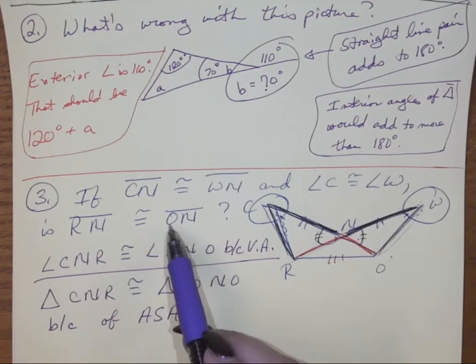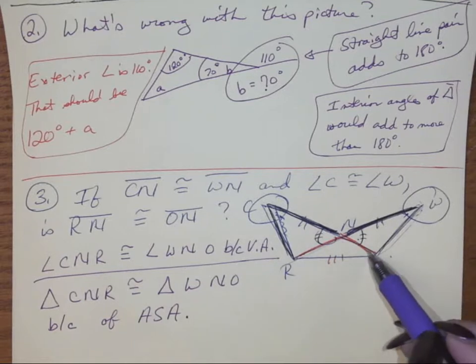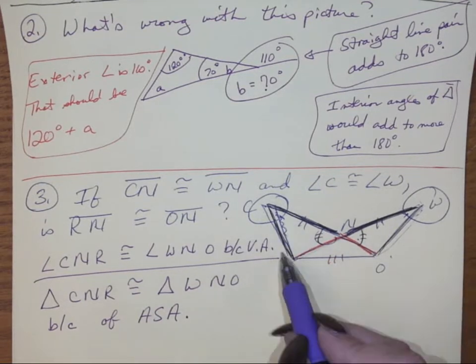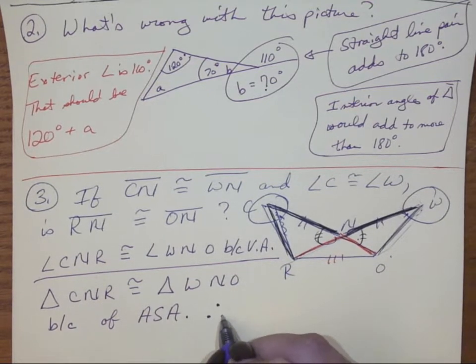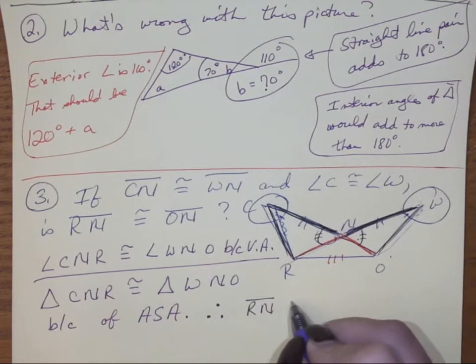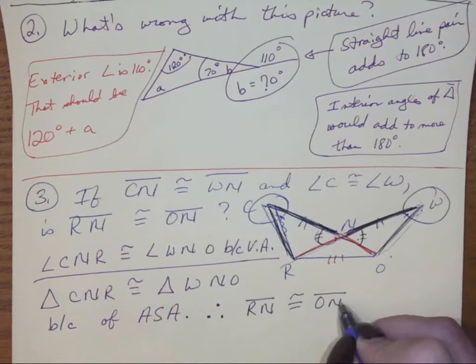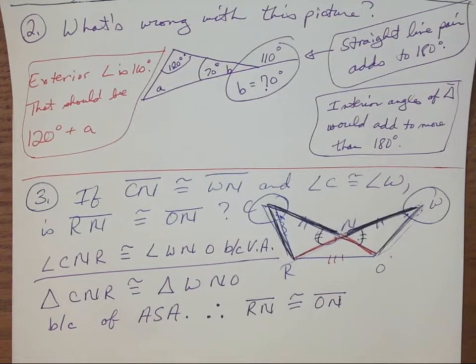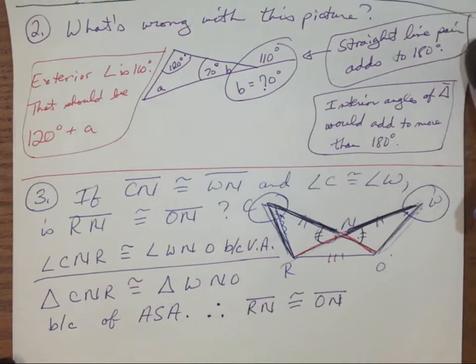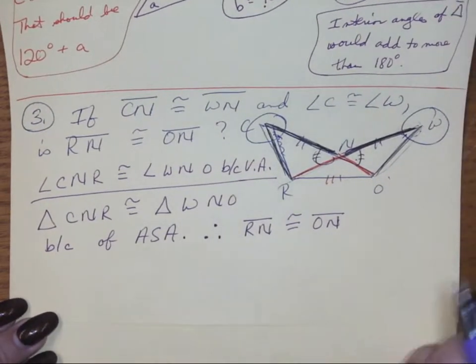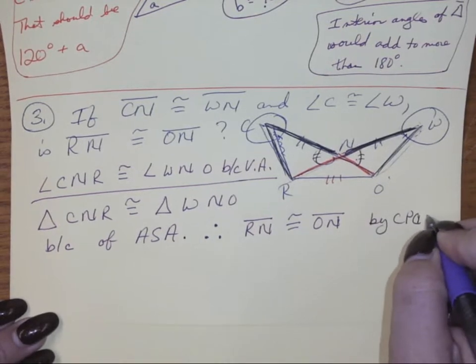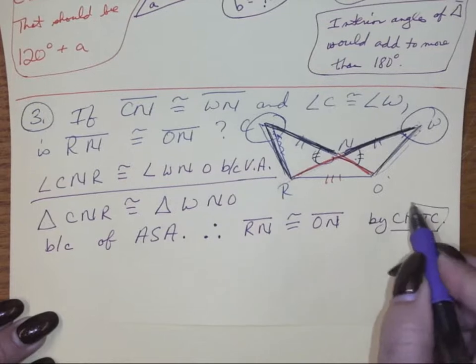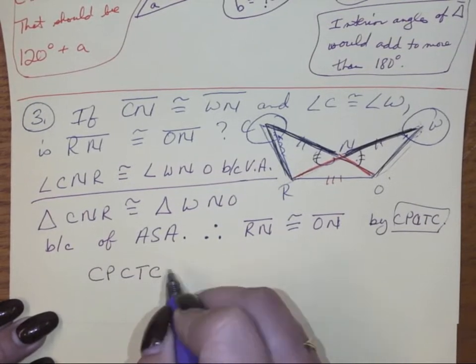The question was about RN and ON. So those are these little pieces right here. However, now that I have this triangle congruent to this triangle, I'm going to say, therefore, RN is congruent to ON. We know it is. And the reason for that one is because now I have congruent triangles, so I can say corresponding parts of congruent triangles are congruent, by CPCTC. If you're not sure about that guy, go back and look in your notes.